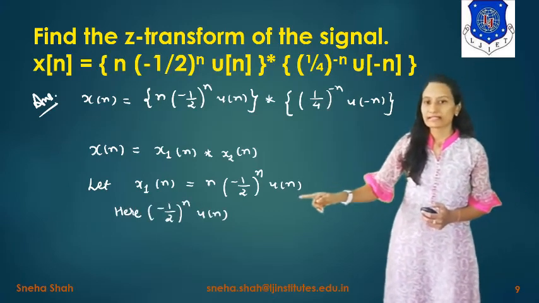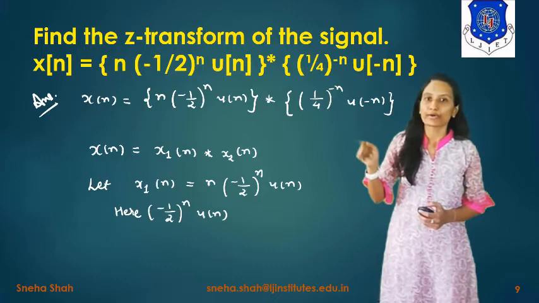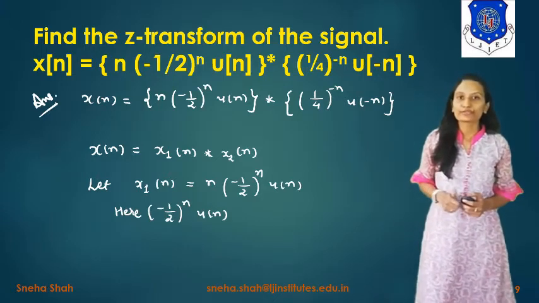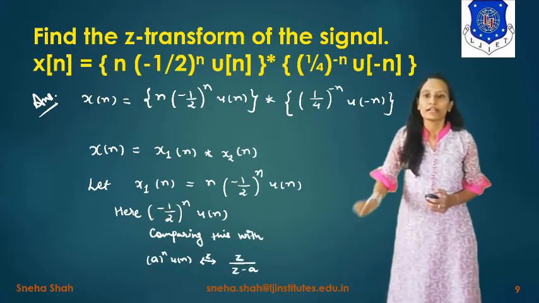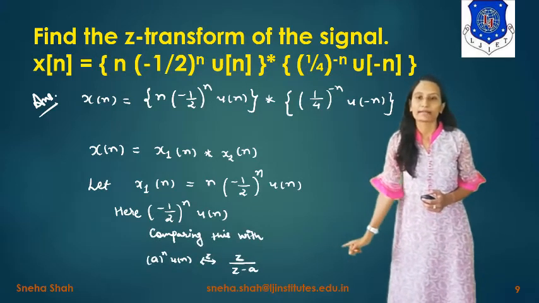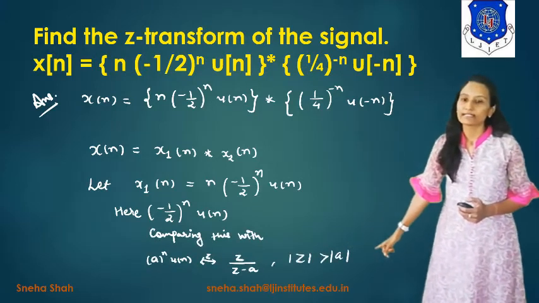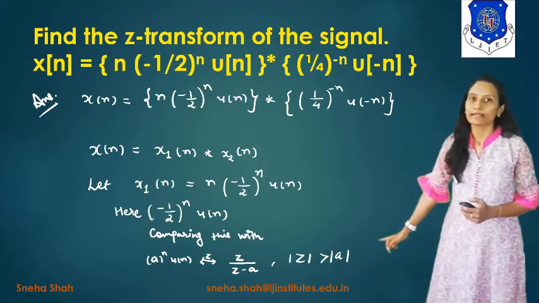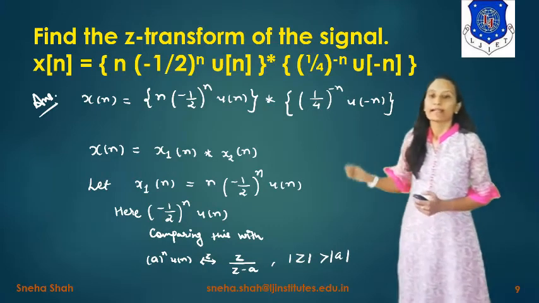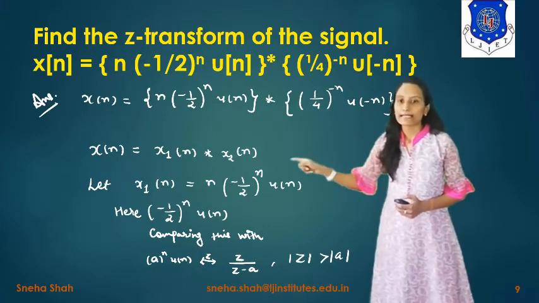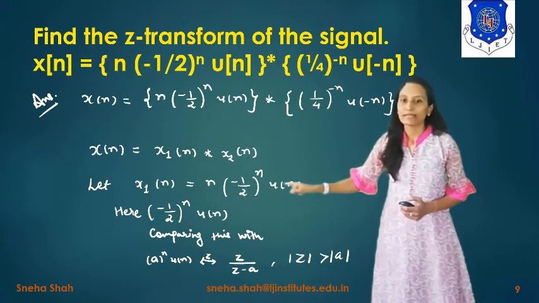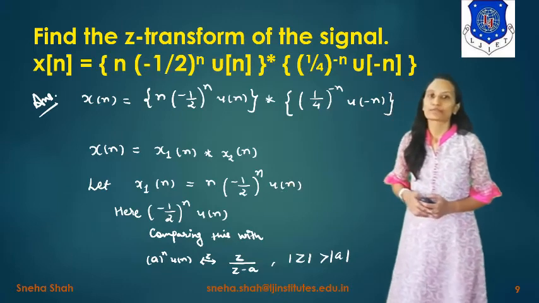So first we will consider the term a^n u[n]. As you know, the standard Z transform of a^n u[n] is z/(z - a), and the ROC for that is |z| greater than |a|. Now, if we compare this term with this term, you can see that for a^n u[n], the value of a equals -1/2.